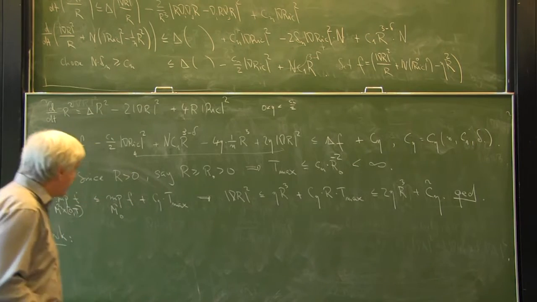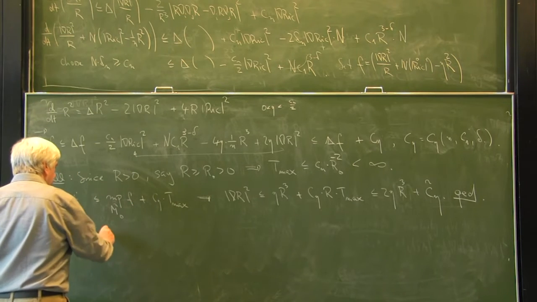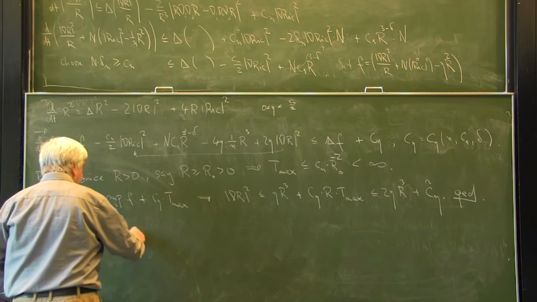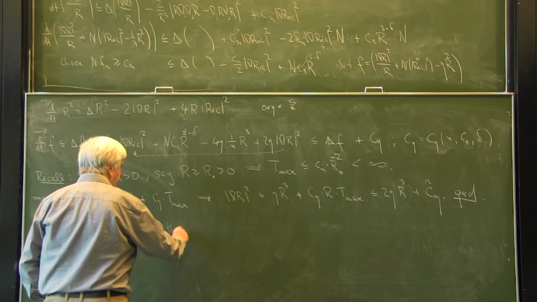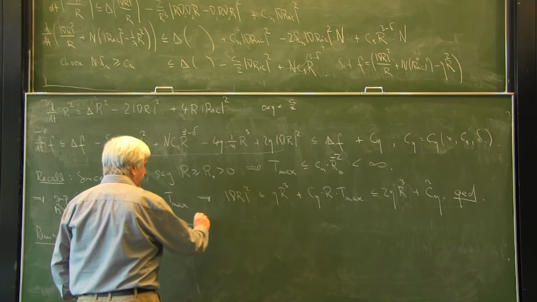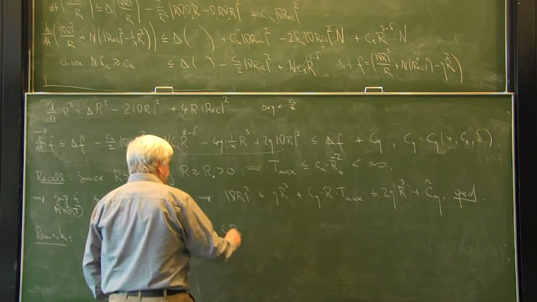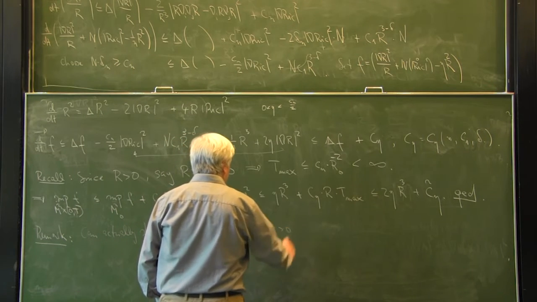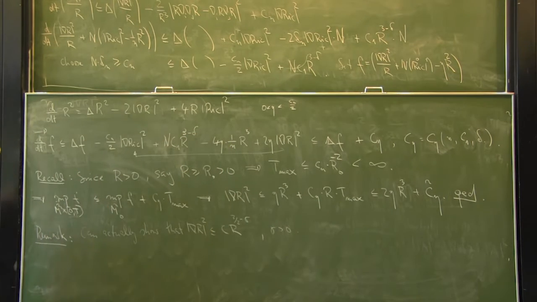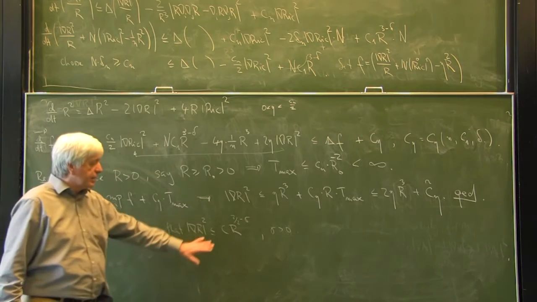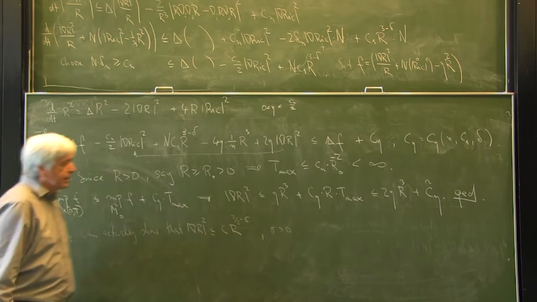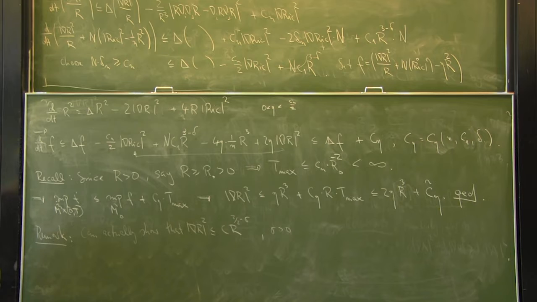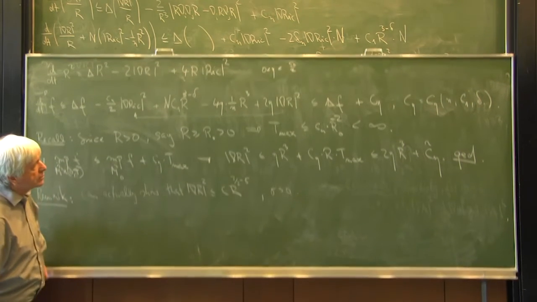A remark I should make is, if you work a little bit harder, and this may be a good exercise, you can actually show that gradient r squared is less than some constant times r to the 3 over 2 minus sigma, where sigma is still positive, but maybe smaller than the delta that you had from the previous argument. So this breaks the scaling in an even more obvious way, but this is enough for what we want to do.